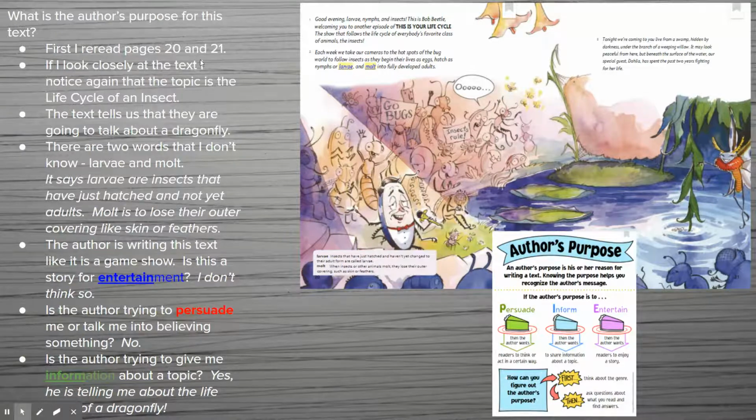First, I will reread page 20 and 21, and I'm looking closely, and I notice that the topic is the life cycle of the insect.